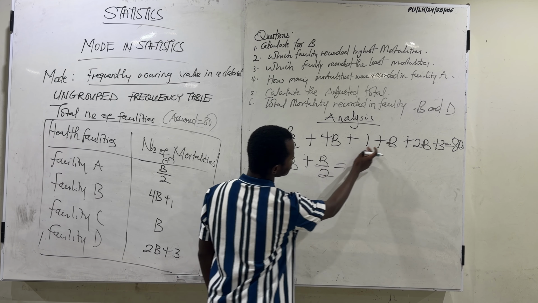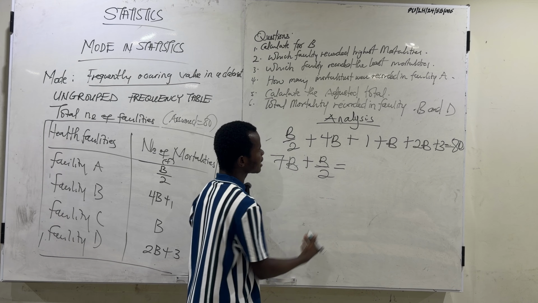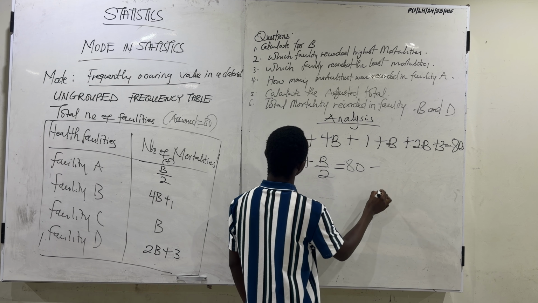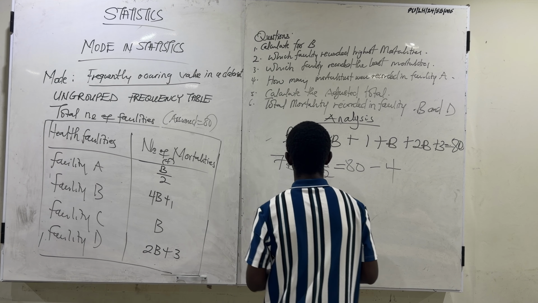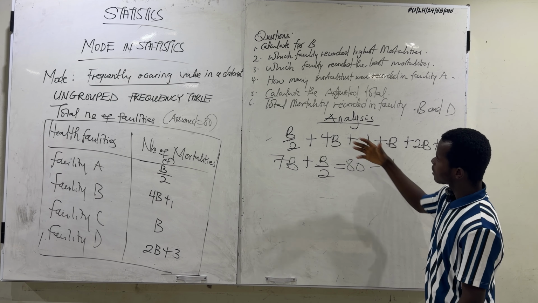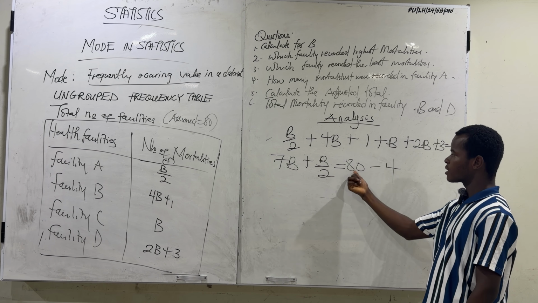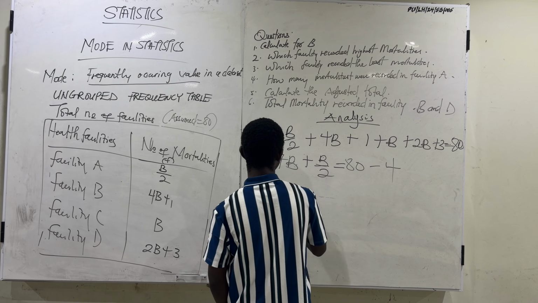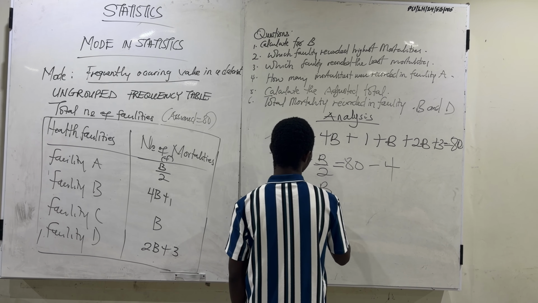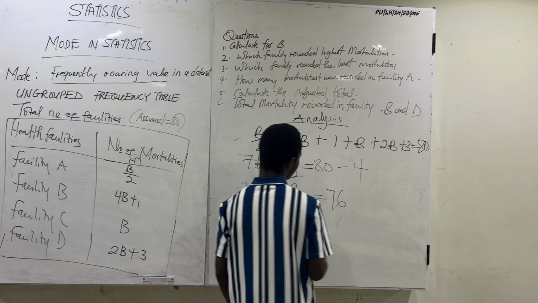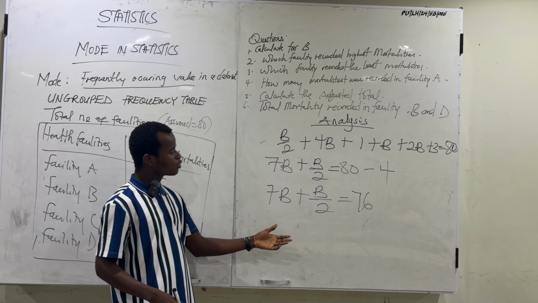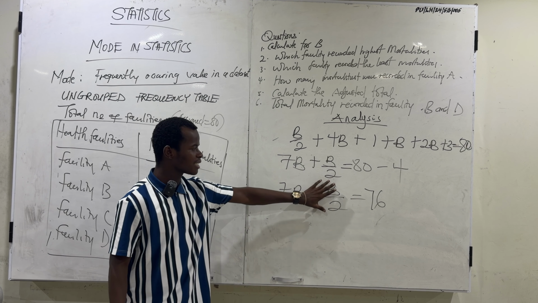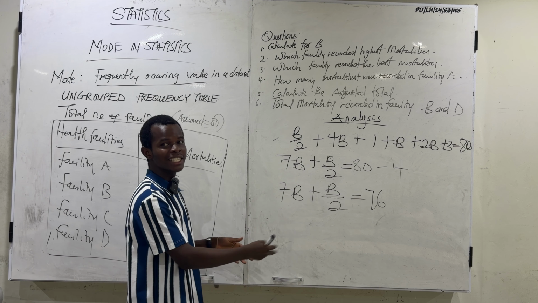But let's add these numbers here before we send them to the other side. We get 1 plus 3, which is 4, so we get 80 minus 4. From here, we can multiply through by 2, but let's subtract the 4 from the 80 first. Then we multiply through by 2. So we get 7B plus B over 2, which is equal to 76. The reason we are multiplying through by 2 is that we want to eliminate the 2 in the B over 2, which is the fraction, so that we can easily solve for B. We'll get a linear equation.